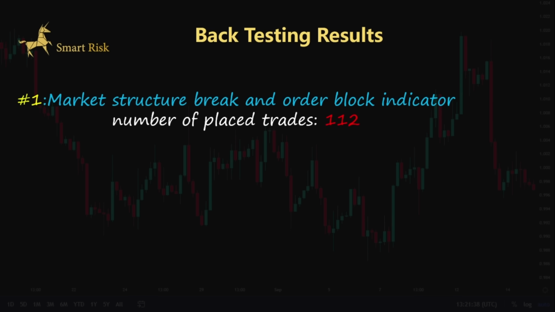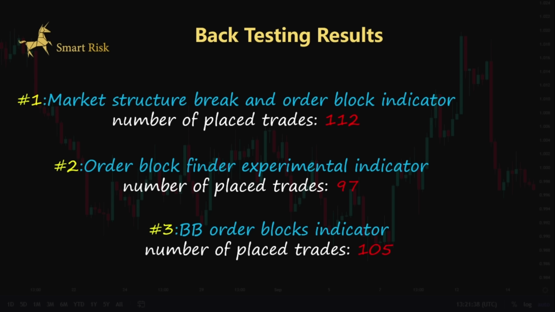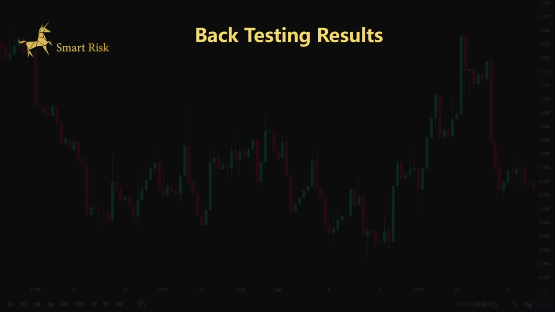After spending hours backtesting these 3 indicators over the previous 6 months, I was able to start 112 trades to test the market structure break and order block indicator, 97 trades to test the order block finder experimental, and 105 trades to test the BB order blocks indicator. The overall results from our backtesting procedure are shown here.